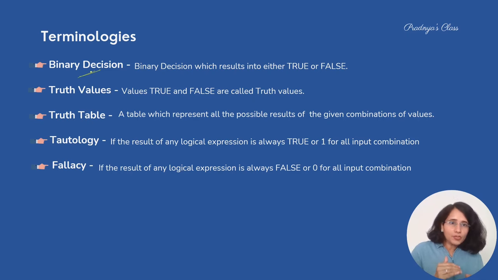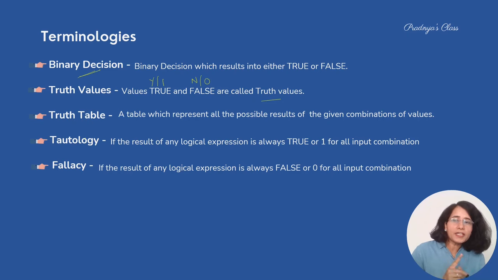And the values yes or no or true or false are called truth values. For true, we can write even yes or one also. And for false, we can write n, that is no, and zero.